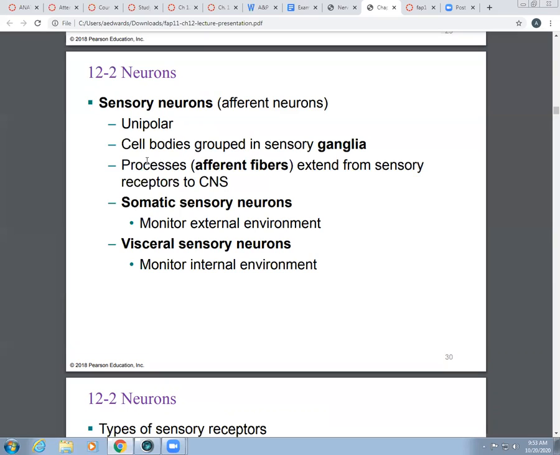Now, sensory neurons that are somatic are monitoring the external environment, and if they're visceral, they're monitoring the internal environment. So if you're trying to learn the words, what does somatic mean? External. What does visceral mean? Internal. So we tend to see somatic associated with skeletal muscle. And although that is technically not external to your skin, it's more external than your digestive organs or your heart or something like that. Okay. So think about it that way.